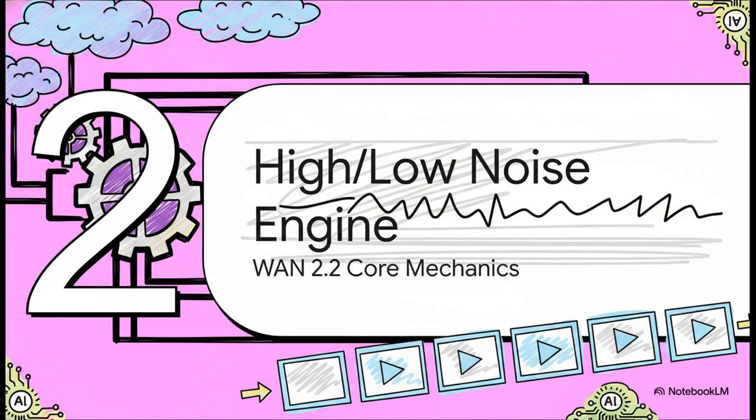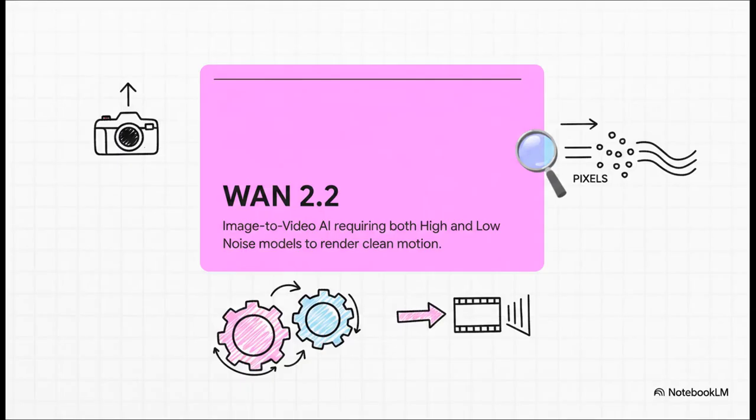Moving right along to section 2, the high and low noise engine. With our cloud environment fully prepped, let's pop the hood and look at the core mechanics of how this AI model actually processes video. Okay, so what exactly makes WAN 2.2 tick? Unlike some of the simpler models you might be used to playing with, WAN 2.2 is an image-to-video architecture that relies on a dual-engine system, meaning it absolutely requires two separate models running simultaneously just to generate a result.